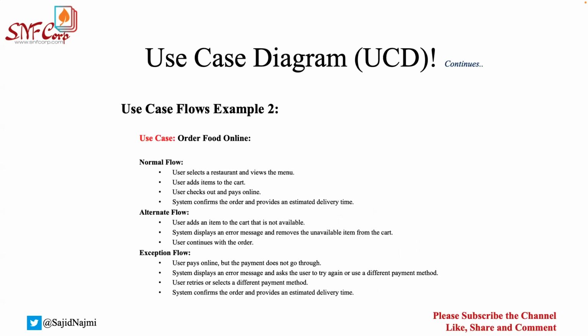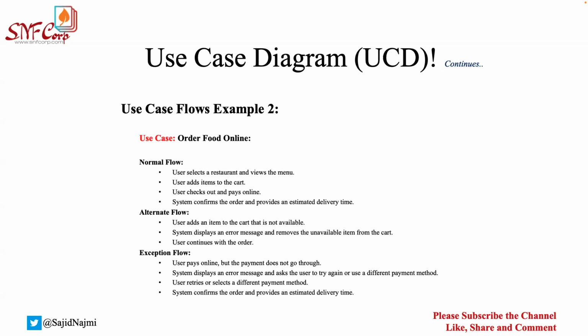What is the alternate flow? The user adds an item to the cart that is not available. Let's say I have added 5 items and one of the items is not available. The system will give you an error and ask you either to remove it or select some other item from the list. As a user, I will decide to either remove that item that is not available, or go back, find something else, add it, and then proceed. That's my alternate flow. Even here, I'm completing the transaction. The transaction is completed successfully, but with some alternate flows.